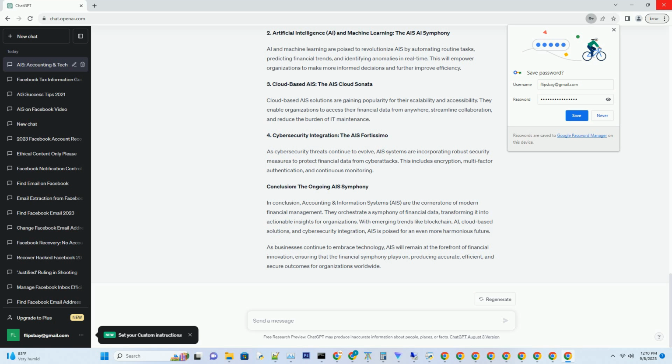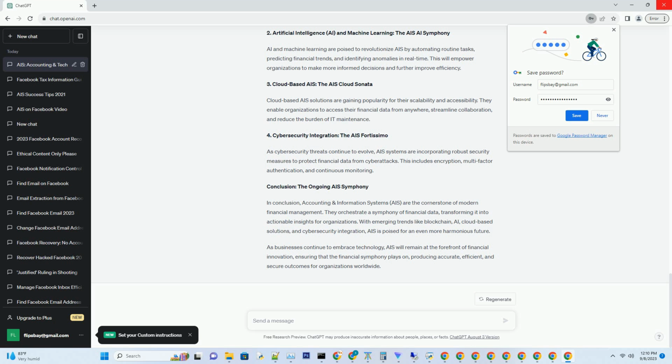AIS accelerates financial processes, reducing the time and effort required for tasks like data entry, reconciliation, and report generation. This increased efficiency allows accountants to focus on more strategic activities, contributing to improved decision-making.